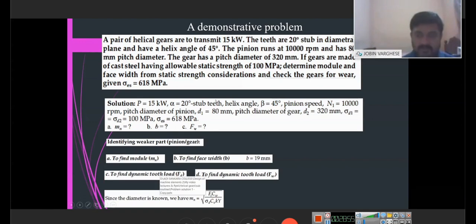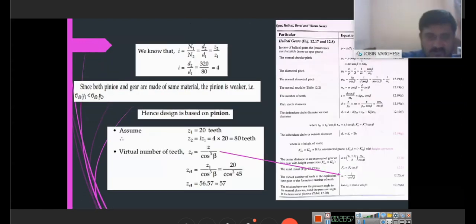So this is the solution part where I have just taken photos of the data book. The first and foremost thing is we will be finding I. The major idea here is that the number of teeth is not given, so we are assuming the number of teeth. The preliminary procedure is to find out the gear as well as the pinion. We assume Z1 equal to 20 teeth, because we are taking the pinion case, and Z2 equal to 80 teeth. That is on pinion and the gear.